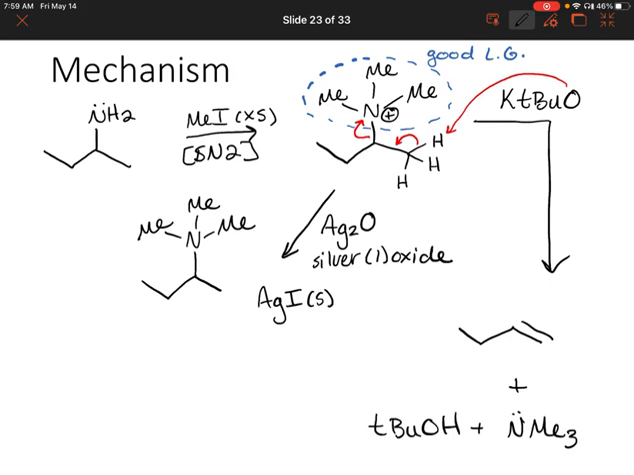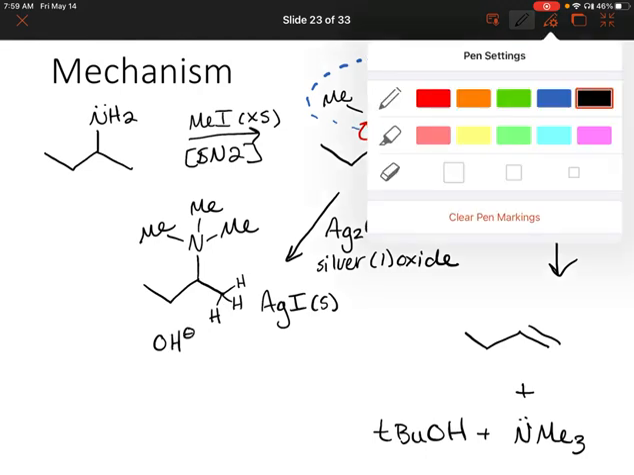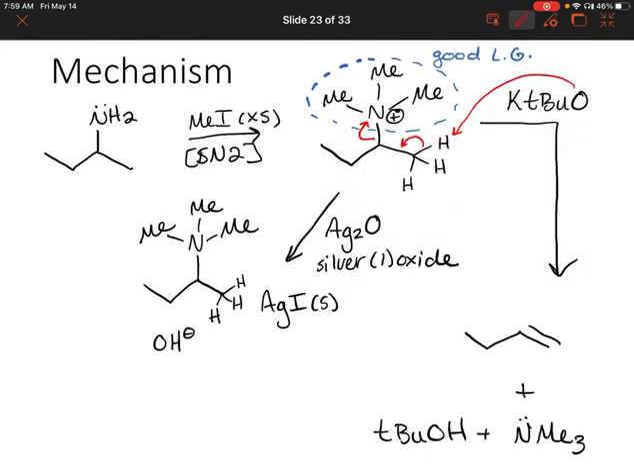So the silver iodide kind of precipitates out of solution. And then our hydroxide, not alcohol, will come in and take a proton, and we end up doing the same exact mechanism as above. We just have a slightly different base there.